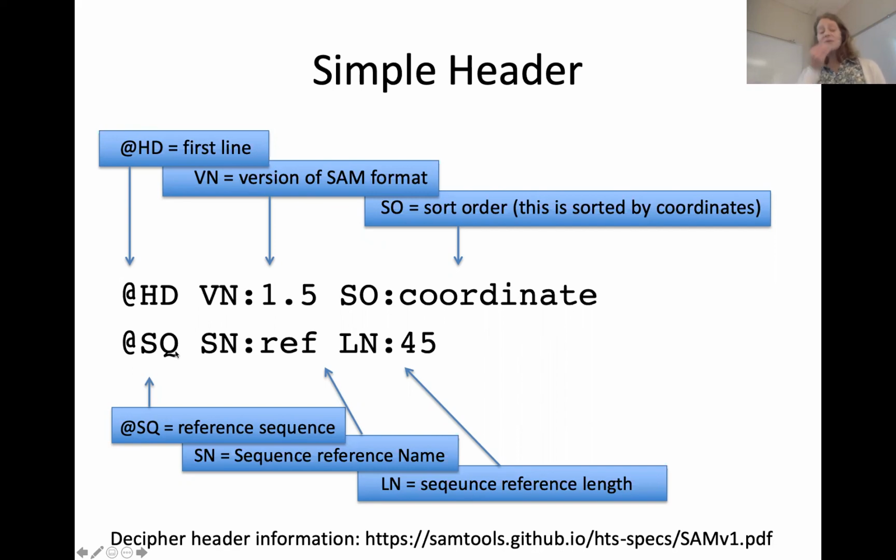All of the reference sequences are specified with this @SQ. It gives you the sequence reference name and the sequence reference length. But again, they're using shorthands, SN and LN. So basically, if you're trying to decipher the header of a SAM file, you have to get the specification and go back and forth, and that's kind of a pain. But all the information is there if you're patient enough.